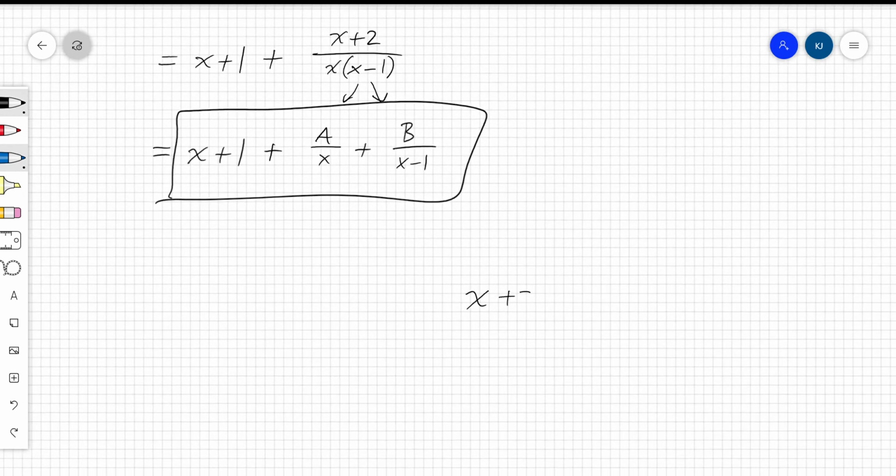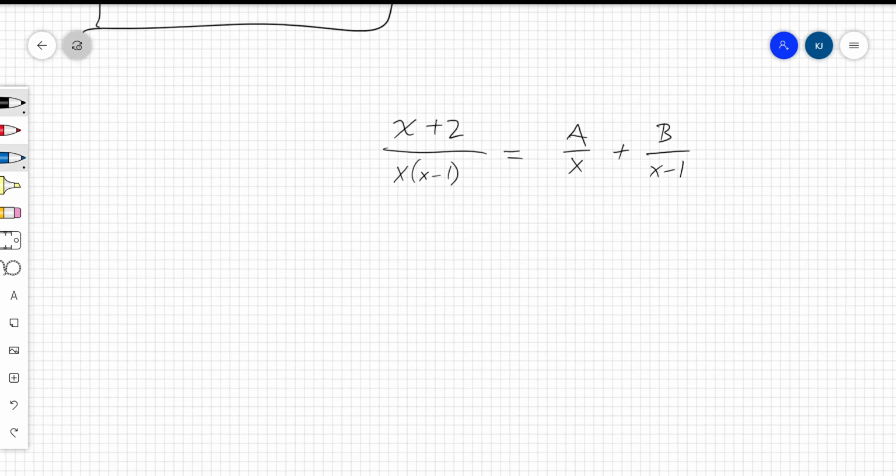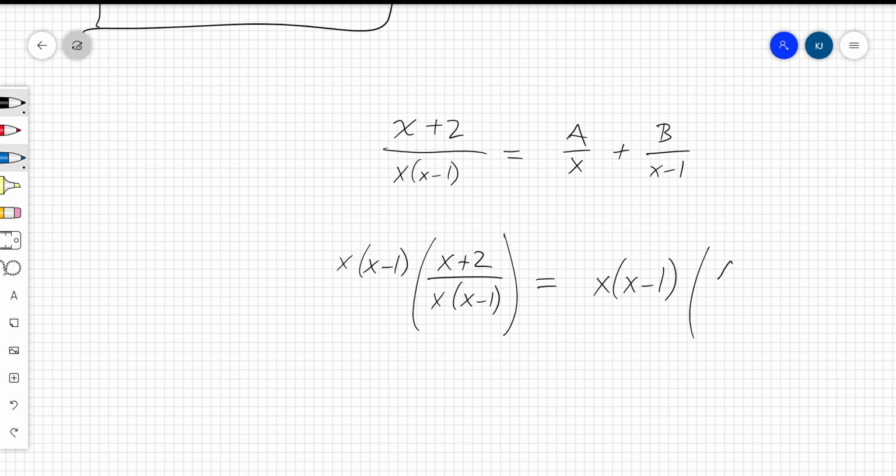We have that x plus 2 divided by x times x minus 1 is equal to a over x plus b over x minus 1. And we're trying to figure out what a and b are. In order to do that, we can multiply both sides by this denominator. So if we do that on the left side, we'll have x times x minus 1 times this fraction. And if we do that on the right side, we'll have an x times an x minus 1 times all of this stuff.